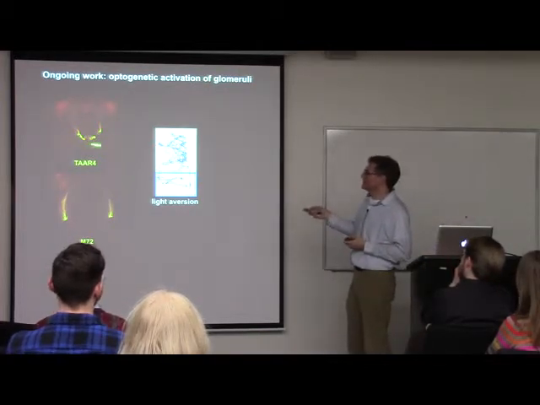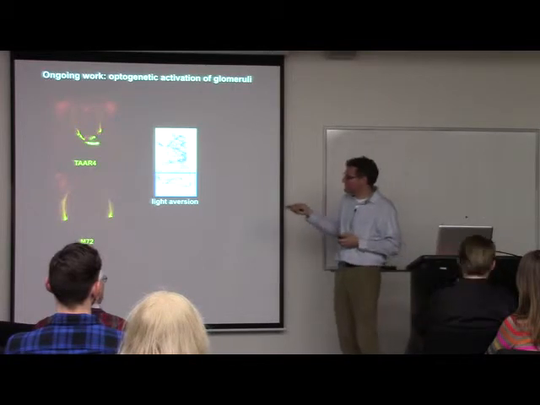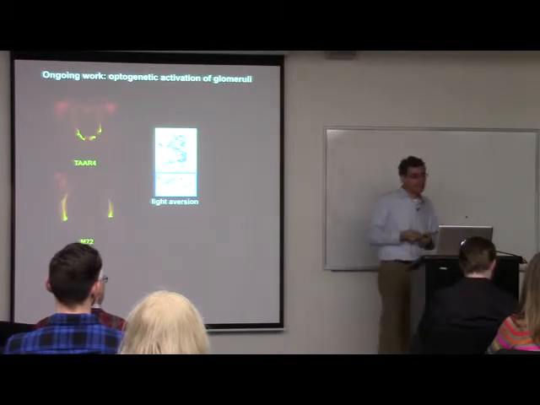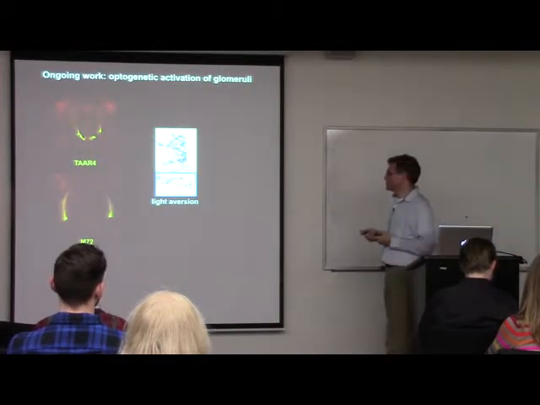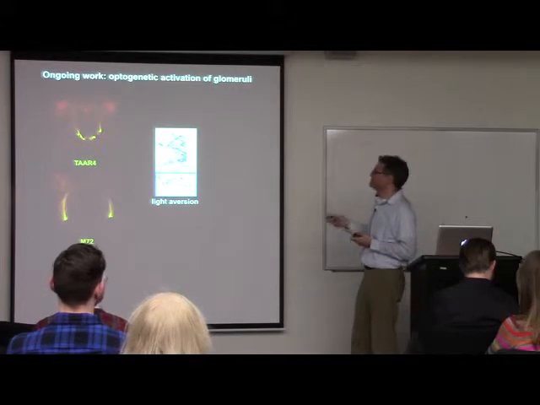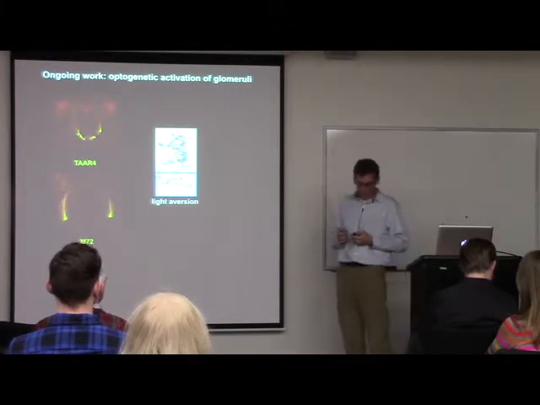Preliminary data are that if you activate these glomeruli, you can elicit aversion. But of course, the control will be to show that activating other glomeruli does not elicit aversion, and so we're doing that. Okay, so this is one area that we're following up.